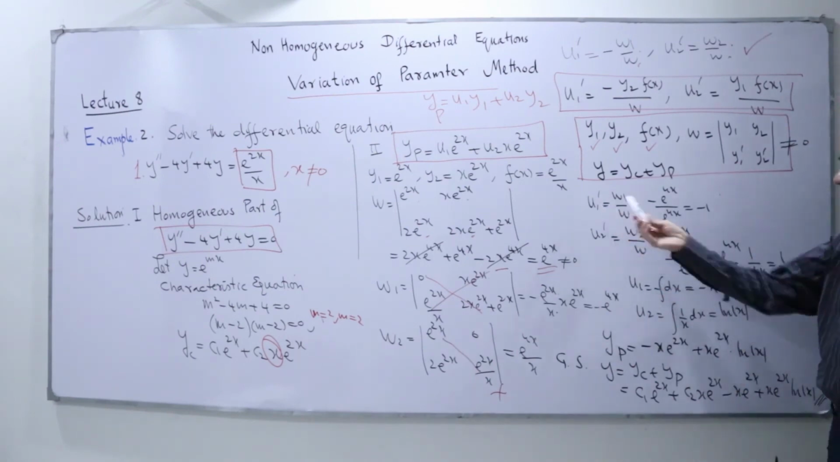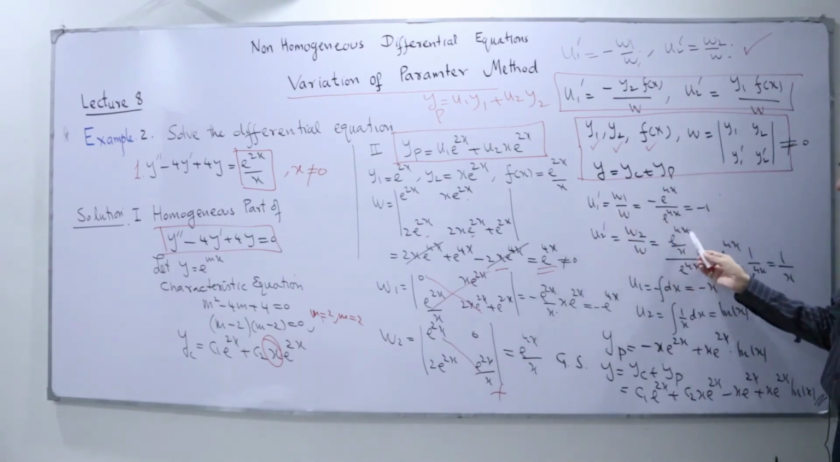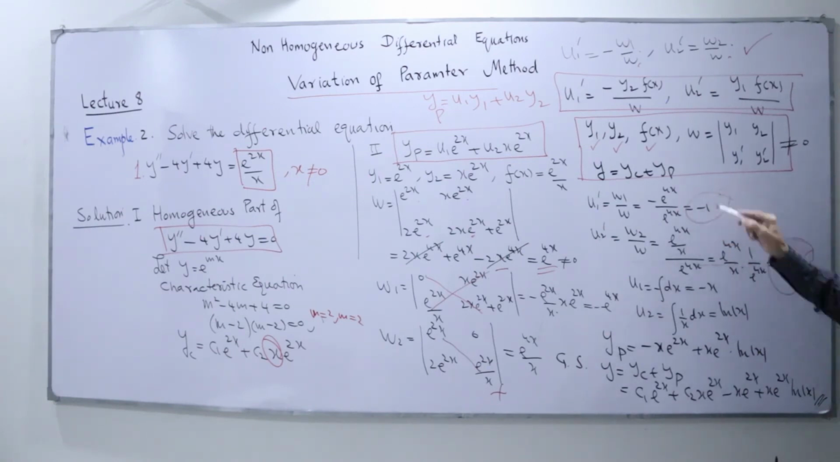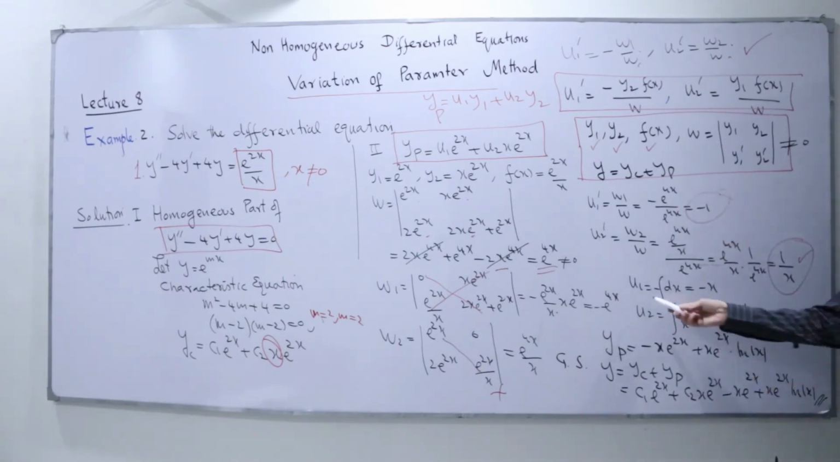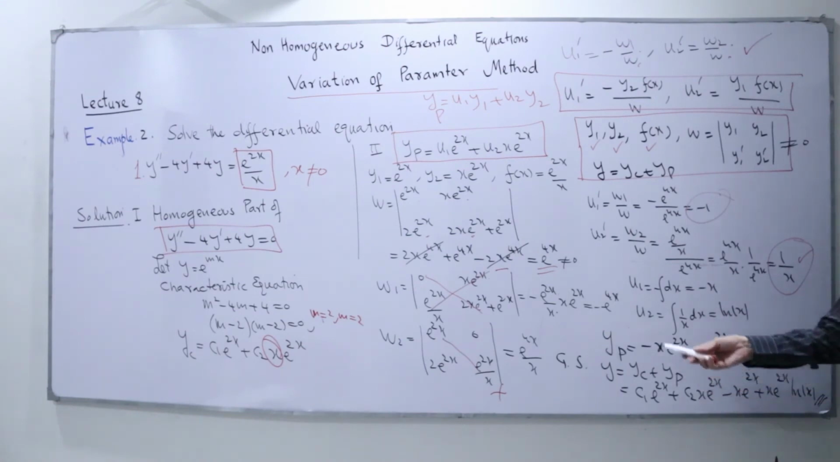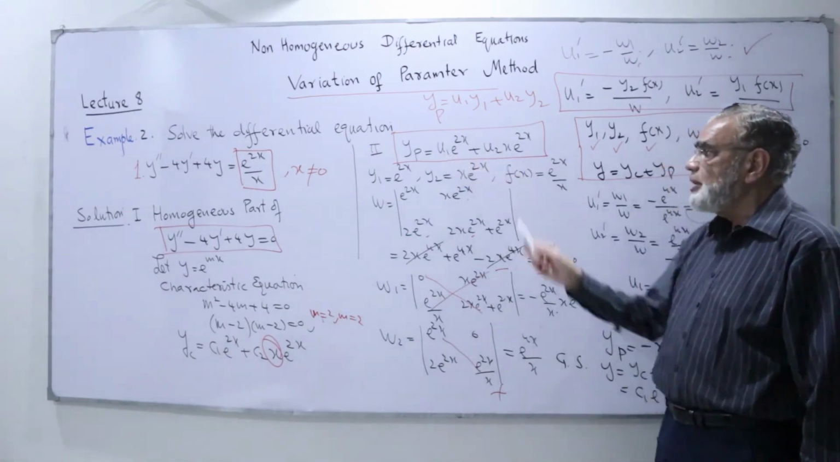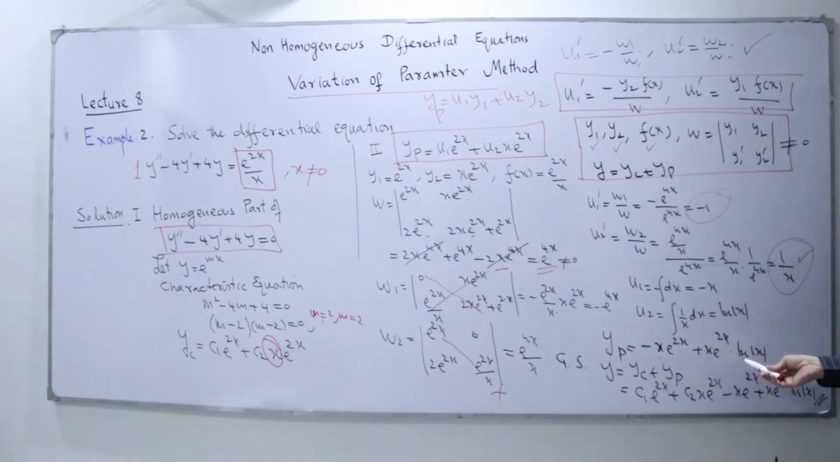So we get here u1 dash is equal to minus 1, u2 dash is equal to e to power 4x over x over e to power 4x. Cancel, we get 1 upon x. This is my value for the integration. We integrate, we get here u1 is equal to integral of minus 1 dx, minus x, u2 is integral of 1 upon x dx, ln of x. Then substitute the values of u1 and u2 to find yp. This is my u1, this is my u2, and this gives me yp, and then we can write here yc plus yp, and that's my solution. So we give you one more example.